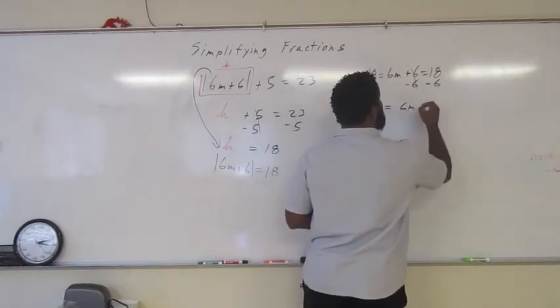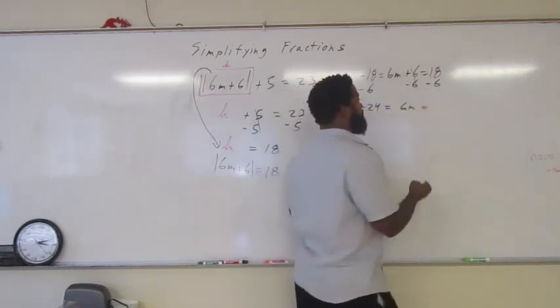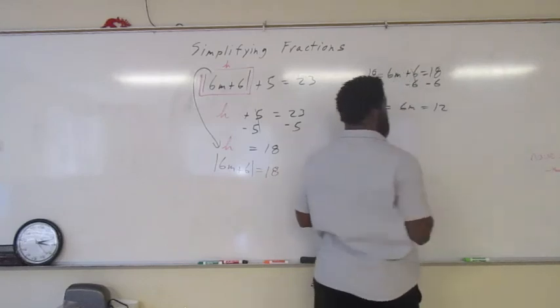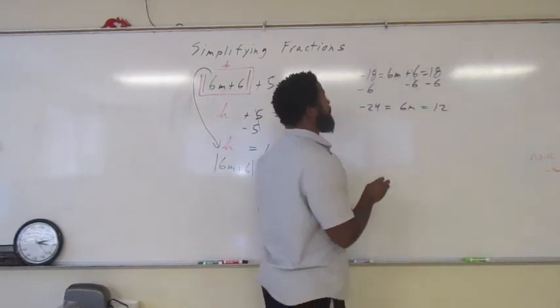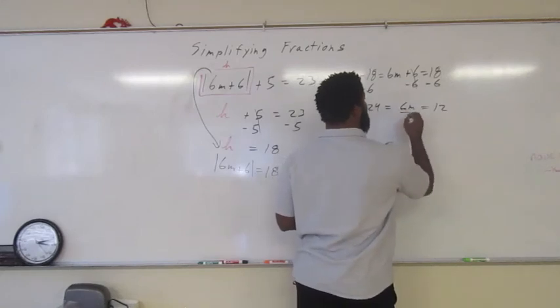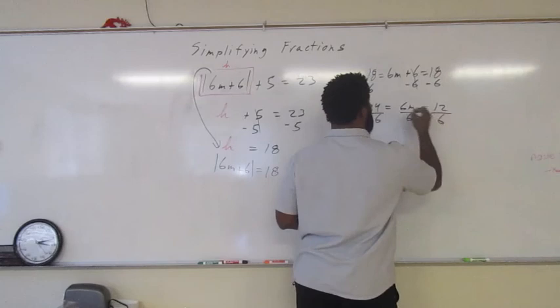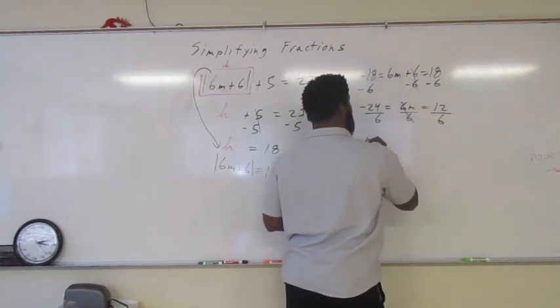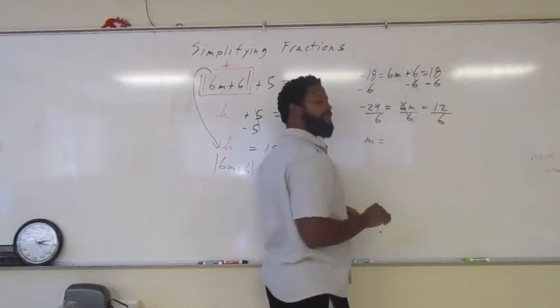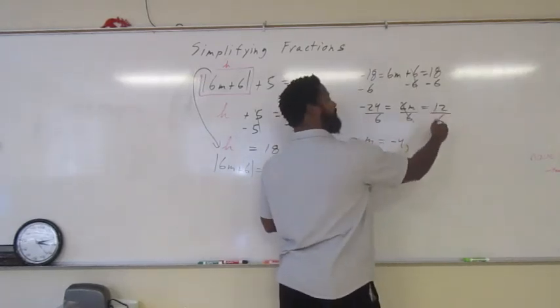Negative 24 is equal to 6m, which is equal to, what is 18 minus 6? 12. Yes, 12. Okay, good so far? How are we going to get the m by itself? Divide it on both sides. Therefore, your m is equal to negative 4 and positive 2.